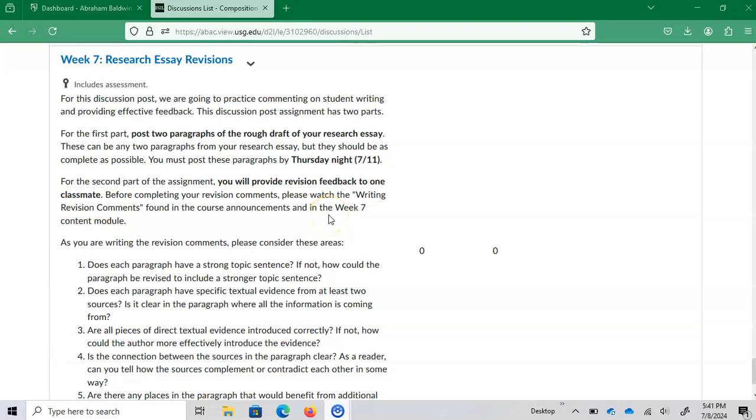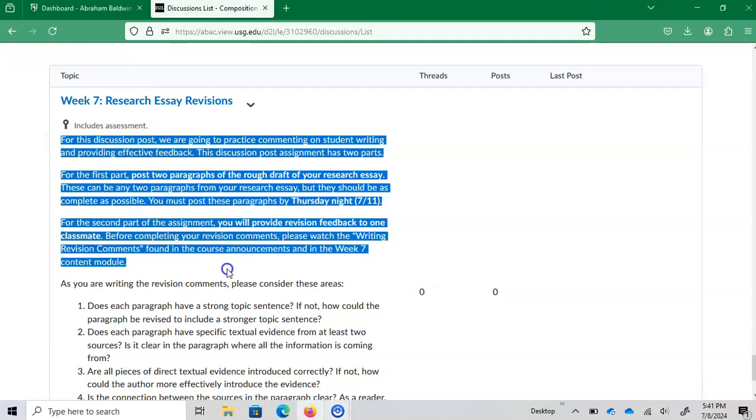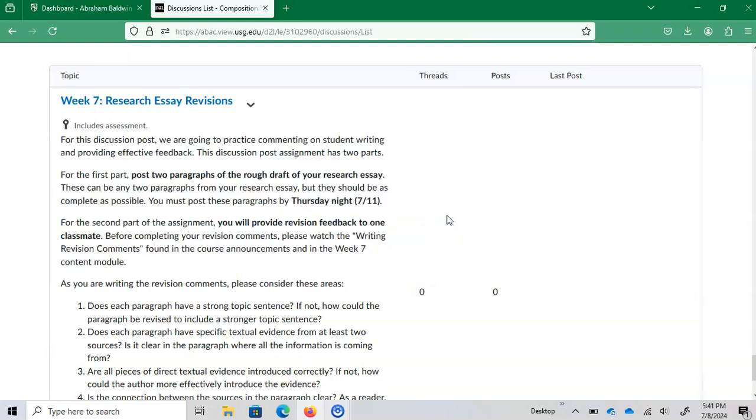Hey everyone. So if you look at our weekly schedule, you can see that we have a discussion board due this week, and it is under this week 7 research essay revisions. You can also see it in the content module. So this discussion board is a little bit different than the discussions we've been doing, basically because you have to reply. And what we're going to talk about in this video is how do you write good peer feedback.